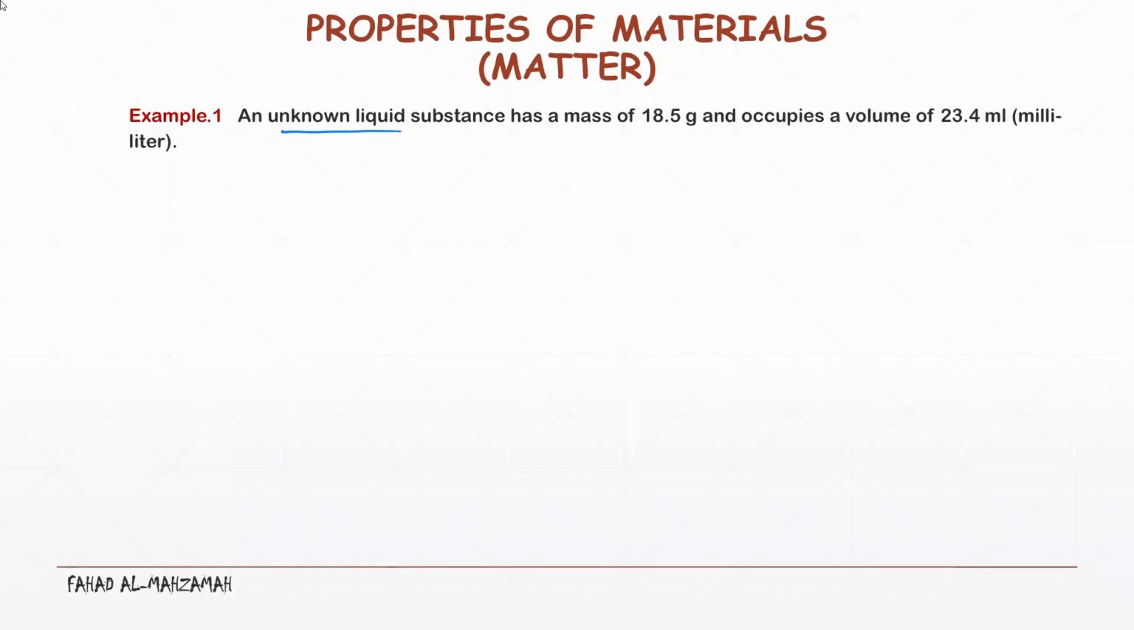So, an unknown liquid substance has a mass of 18.5 gram. So write the given information. Here we have mass equal to 18.5 gram, which, if you want to convert to kilogram, is 18.5 times 10 to the power minus 3 kilogram. This is the first given information. Now, it says it occupies a volume of 23.4 milliliter.